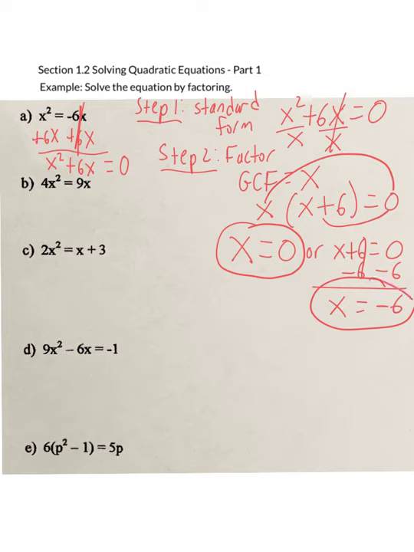0 and negative 6 would be our x-intercepts if we were to graph the parabola x squared plus 6x in our graphing calculator. I'm going to go ahead and erase so I can move this answer up, but you should be getting 0 and negative 6.